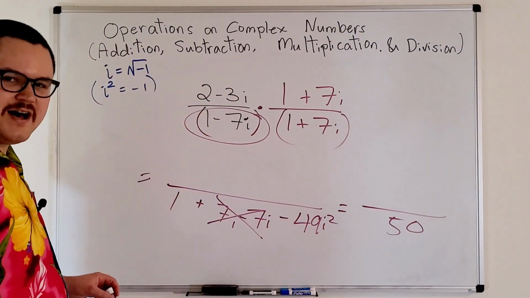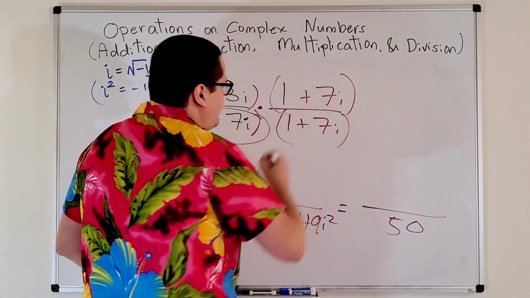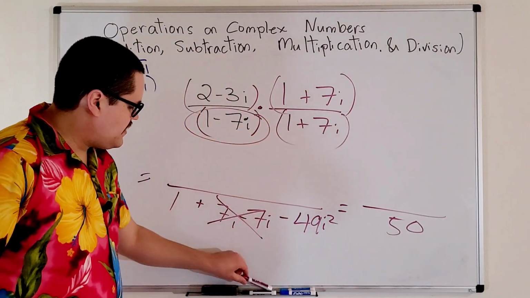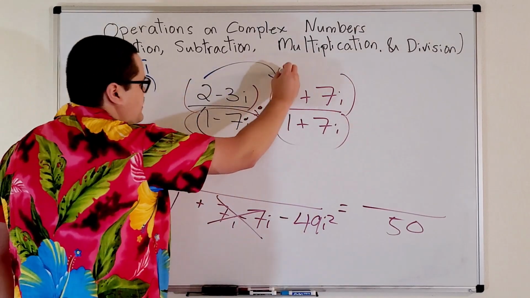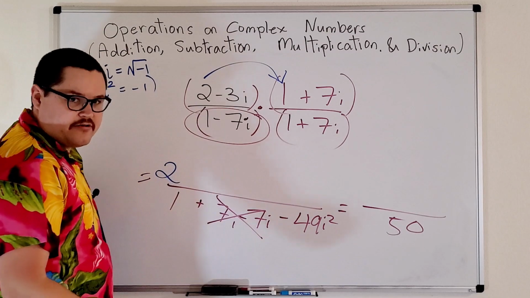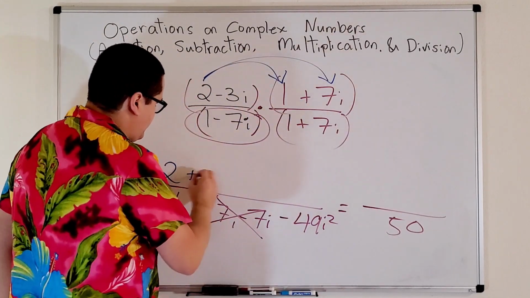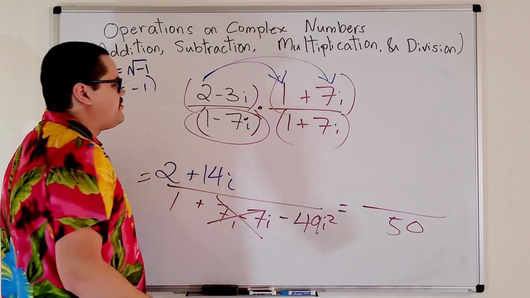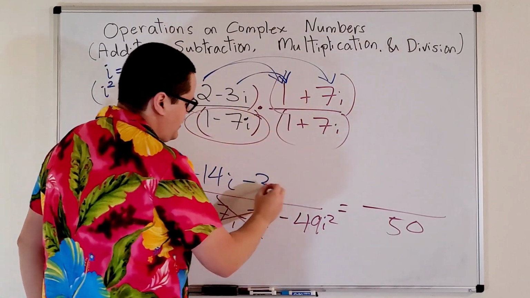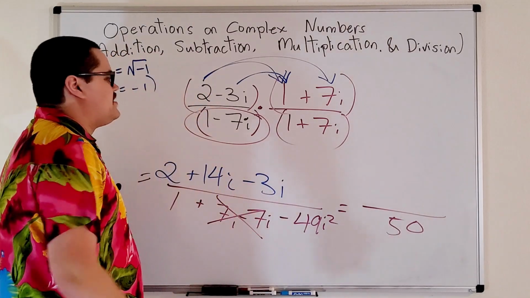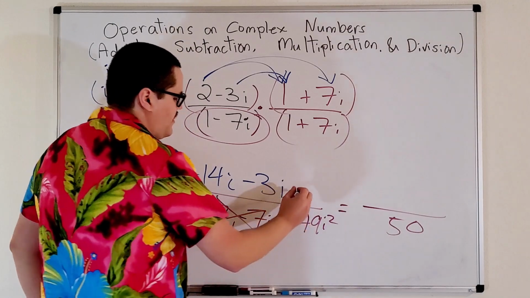Now, on the top, we can FOIL again. 2 minus 3i times 1 plus 7i. So the first terms, 2 times 1 is 2. Outer terms, 2 times 7i is 14i. Inner terms, negative 3i times 1, negative 3i. And last terms, negative 3i times positive 7i, negative 21i squared.